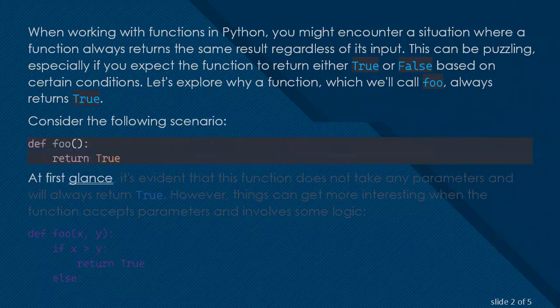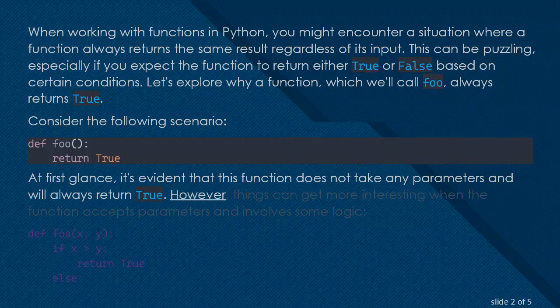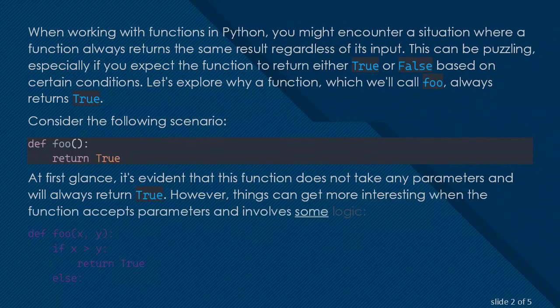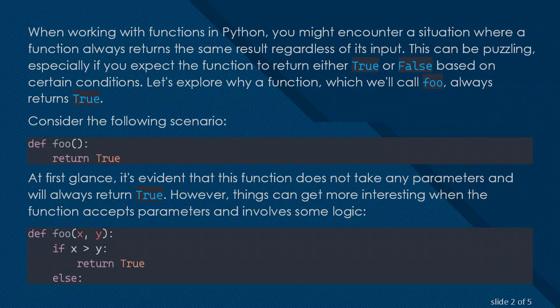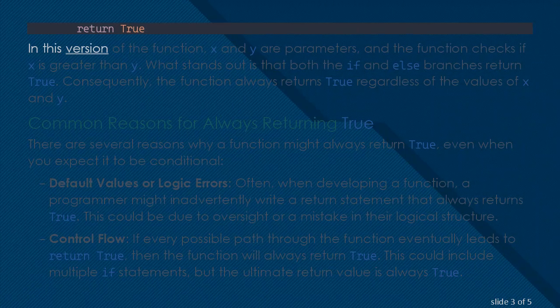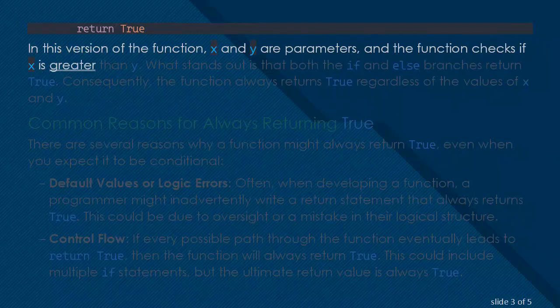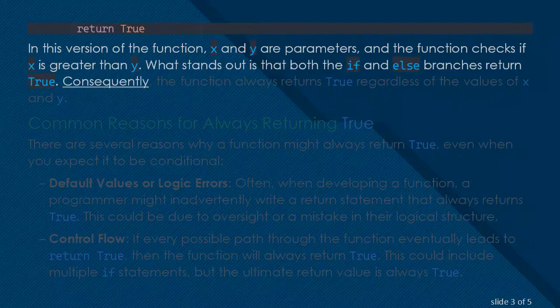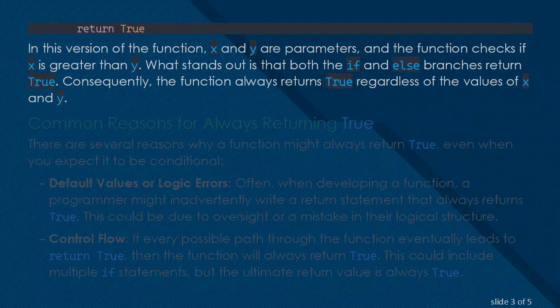At first glance, it's evident that this function does not take any parameters and will always return true. However, things can get more interesting when the function accepts parameters and involves some logic. In this version of the function, x and y are parameters, and the function checks if x is greater than y. What stands out is that both the if and else branches return true. Consequently, the function always returns true regardless of the values of x and y.